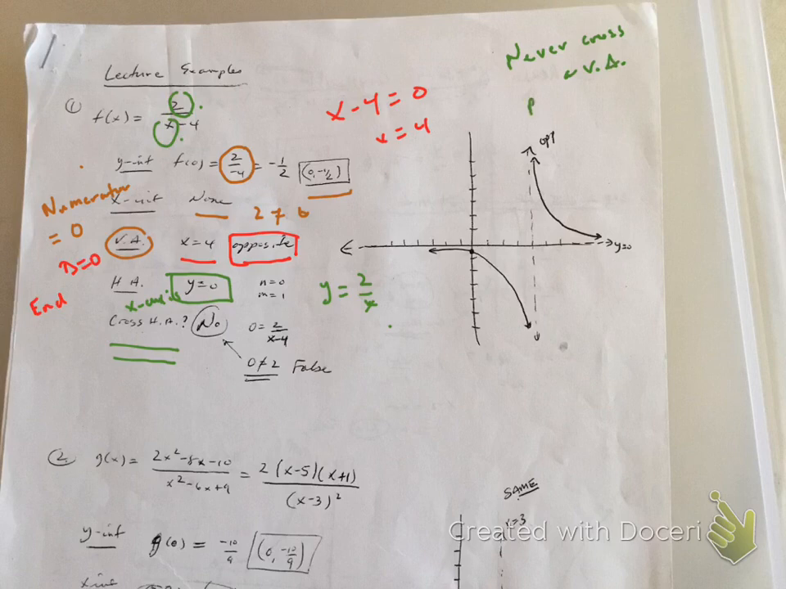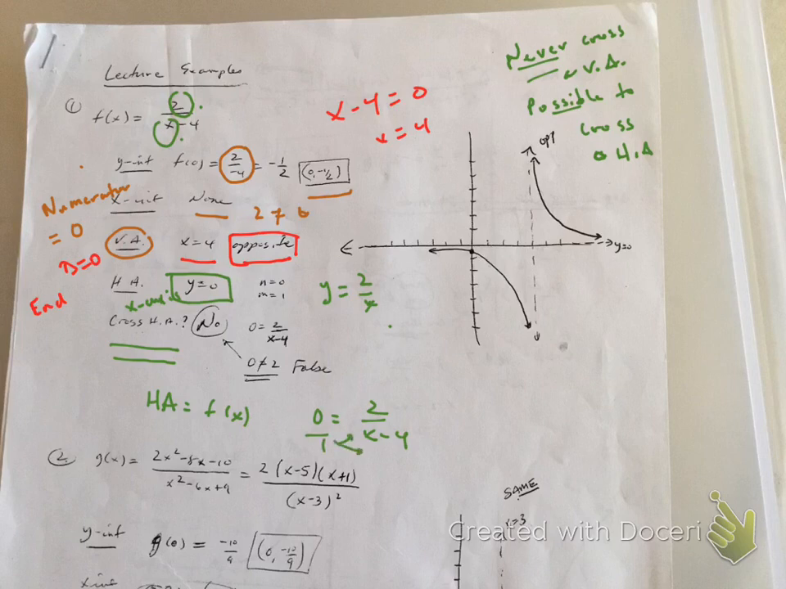And it's possible for it to cross a horizontal asymptote. So never, and it is possible to cross a horizontal asymptote. So how do I check that? What I have to do is set the horizontal asymptote equal to the function. So 0 equals 2 over x minus 4. If you cross multiply, you get 0 is equal to 2, which means no solution. So if there's no solution, that's telling us that the answer is no here.